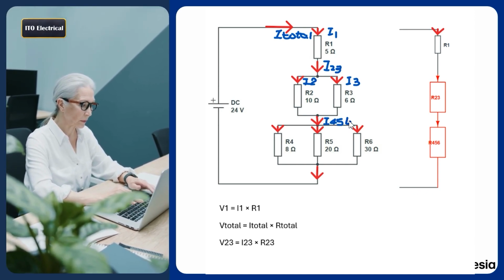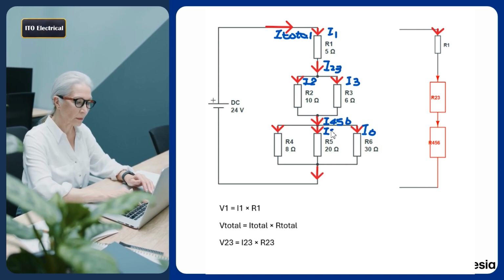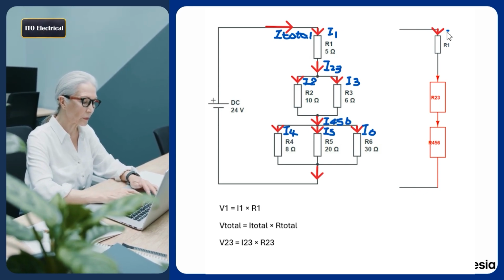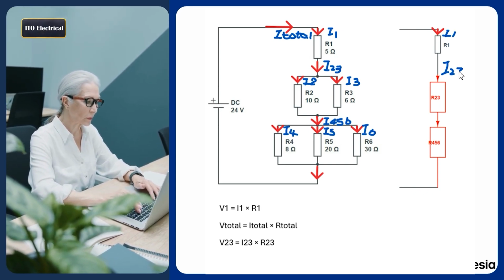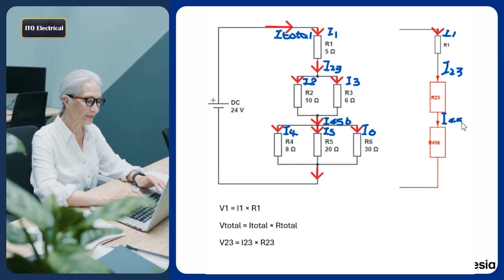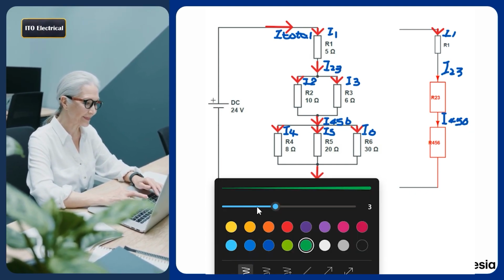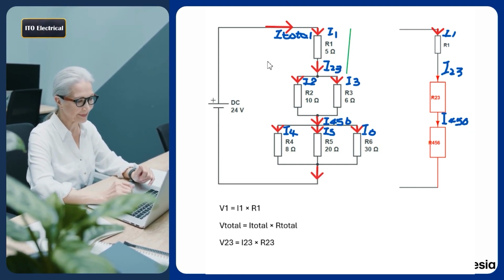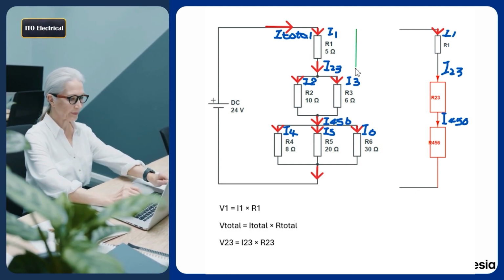For combination circuits, you might encounter equivalent values like R23 for the equivalent resistance, V23 for the voltage across the parallel section, and I23 for the current through that section. These labels help us apply formulas correctly and avoid common mistakes.